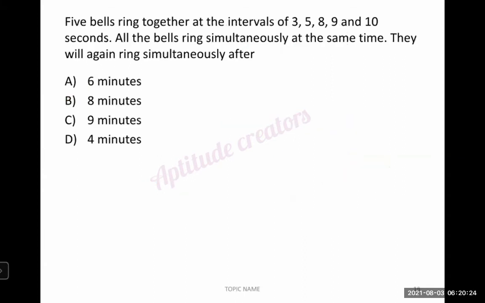Moving forward to next. 5 bells ring together at intervals of 3, 5, 8, 9 and 10 seconds. All the bells ring simultaneously at the same time. When will they again ring simultaneously? Now here, how many bells are there? 5 bells are there: 3, 5, 8, 9 and 10.